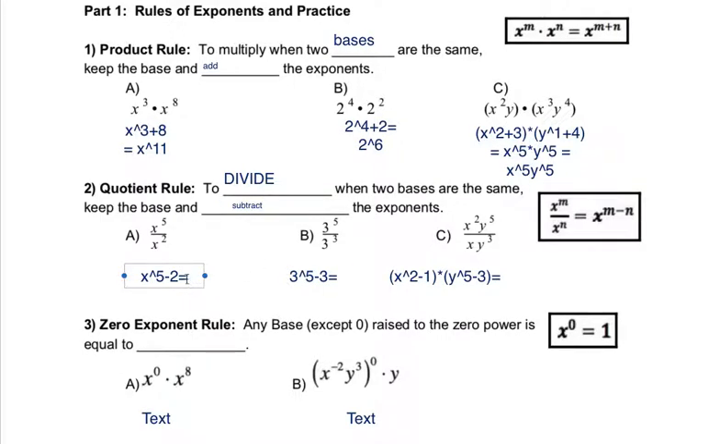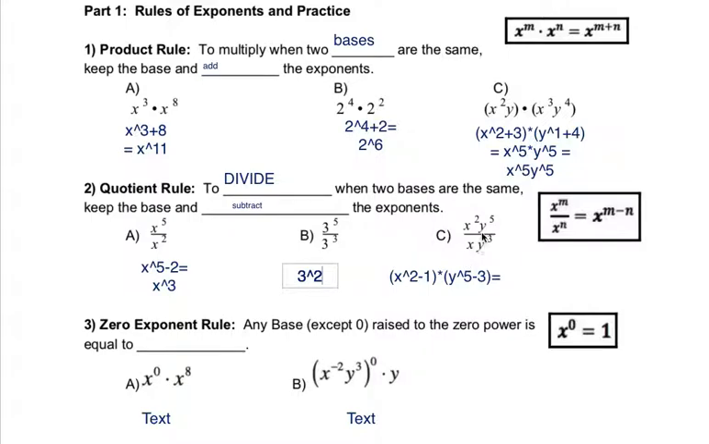So here I have x to the 5th divided by x squared, so that becomes x to the 5th minus 2. X to the 5 minus 2 becomes x to the 3rd. Here, even though I don't have a variable, my bases are the same as 3, so I keep the 3. And I have 5 minus 3, so it becomes 3 to the 2nd, or 3 squared.